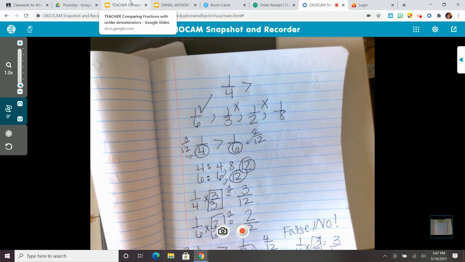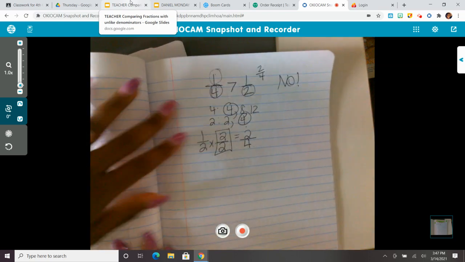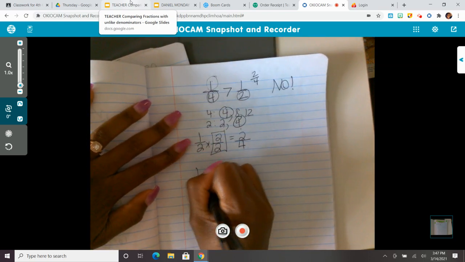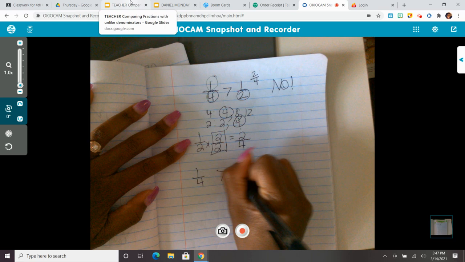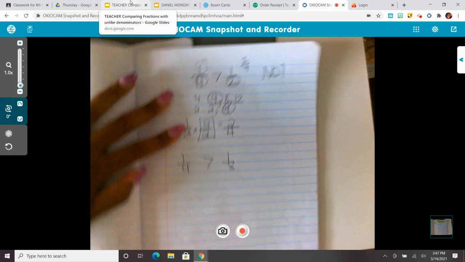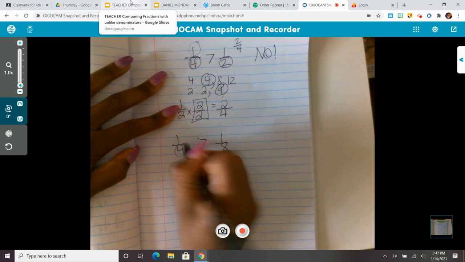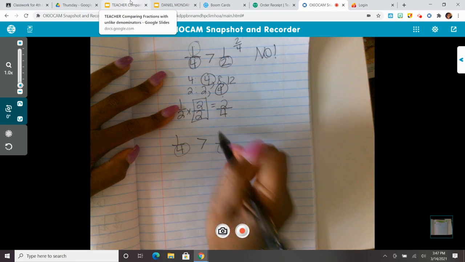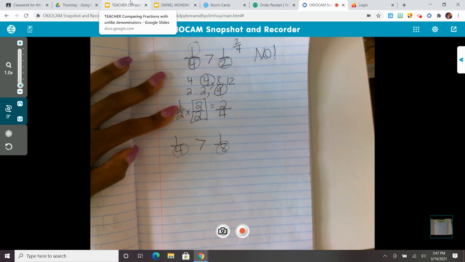All right, now we're going to compare 1/4 to 1/8. 1/4 is greater than 1/8. And I'm going to ask you, judging by the denominators and the fact that they have the same numerator, do you think this is true or false? And why? You can pause the video and talk about it.